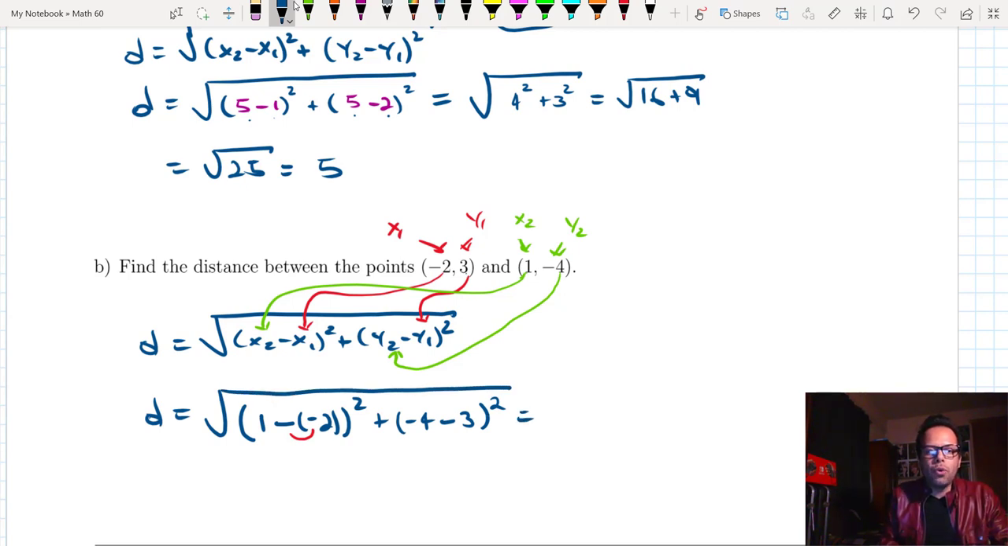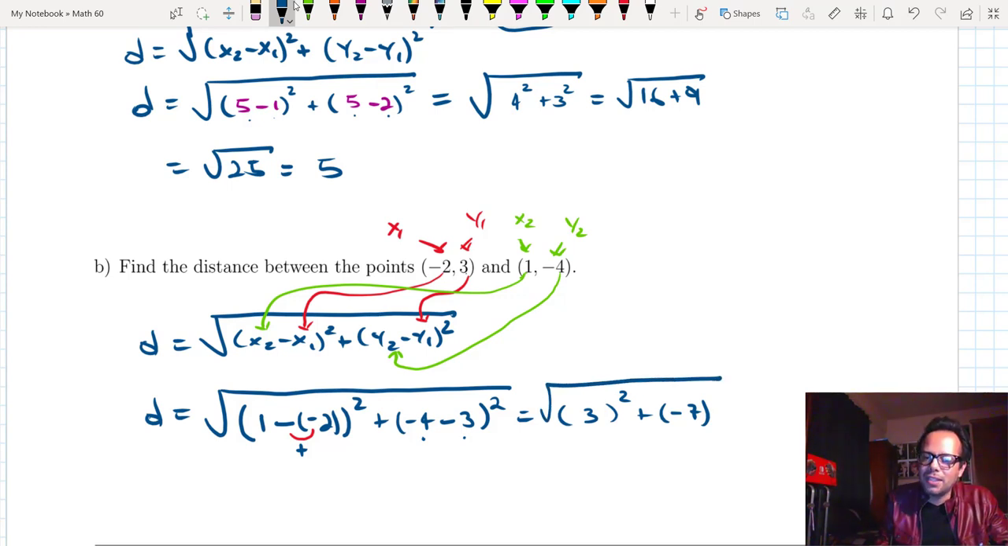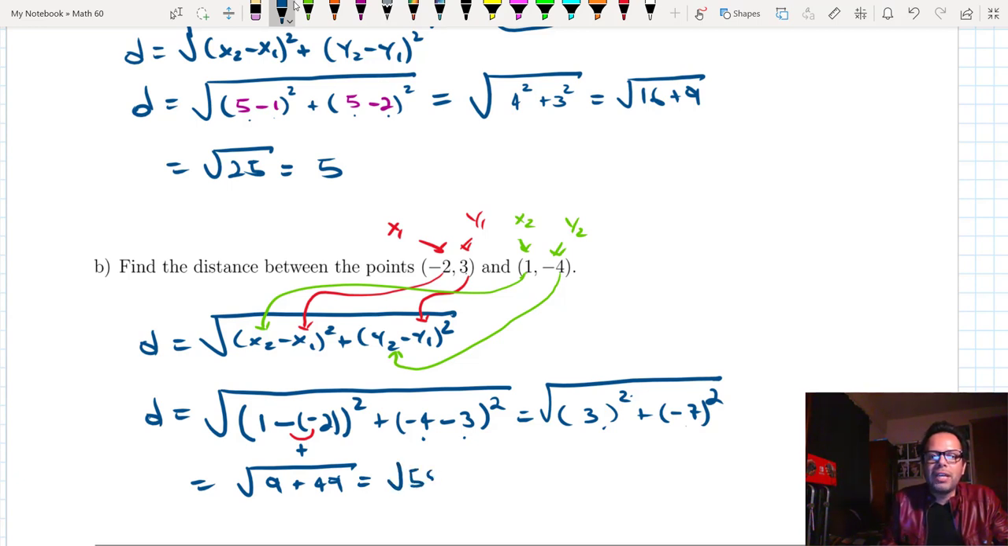Then 1 minus -2 is going to be 1 plus 2, that's 3 squared, plus -4 minus 3, that's going to be -7. Be careful with the rules of signs. 3 squared is a total of 9, and -7 squared is a positive 49. So we add these two together, 49 plus 9, that's 58.